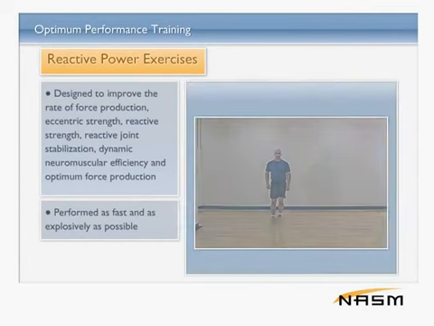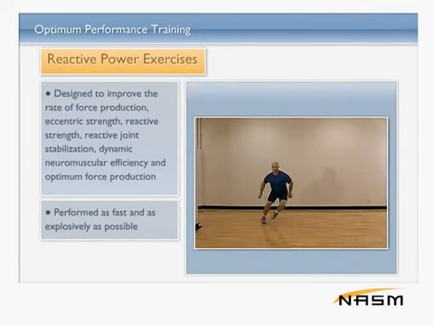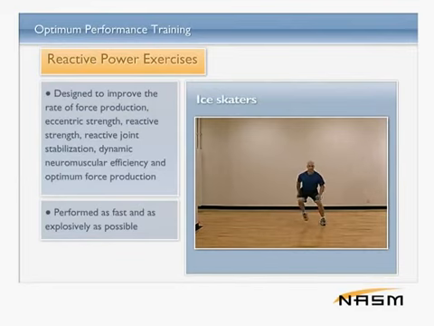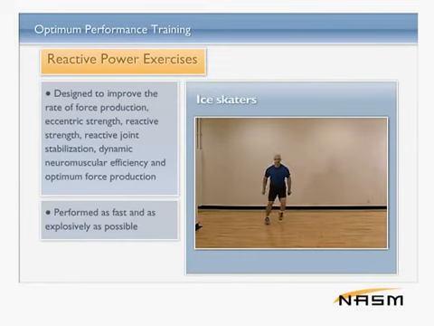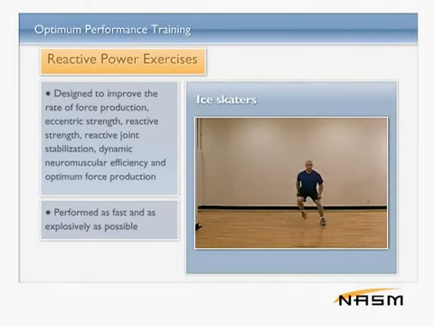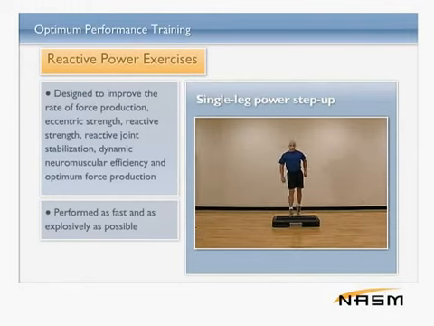The first example exercise in the reactive power series are ice skaters. Stand with feet shoulder-width apart and pointed straight ahead. Keep the navel drawn in and quickly hop from side to side as quickly as possible, switching legs and maintaining optimum alignment.